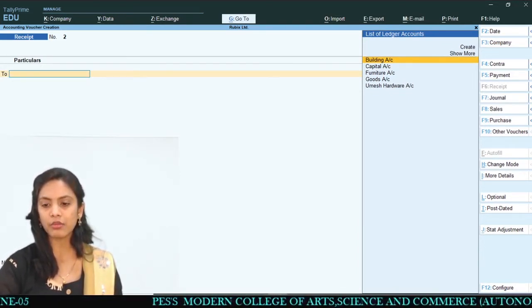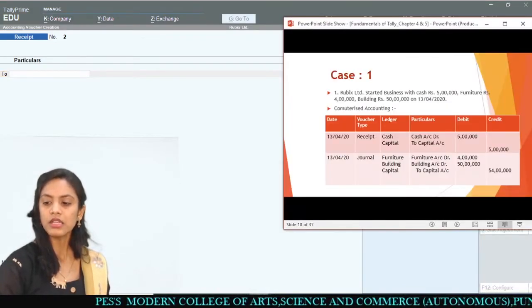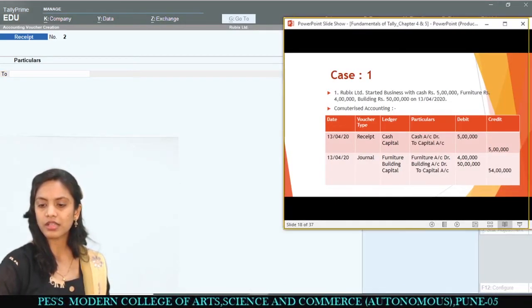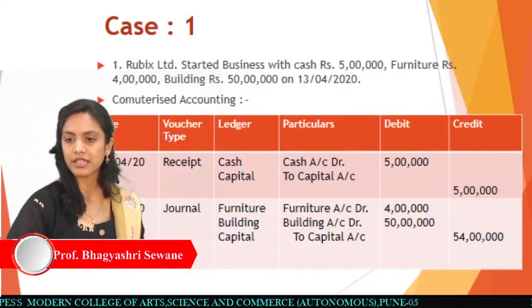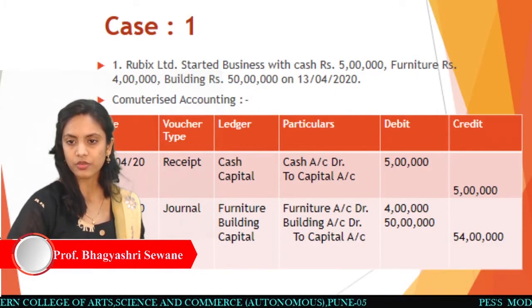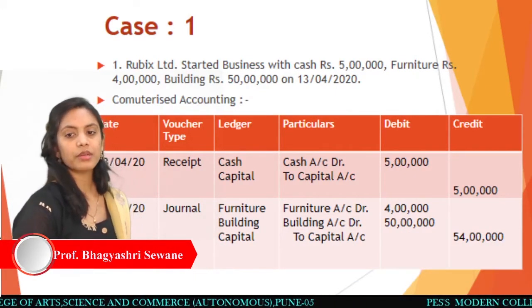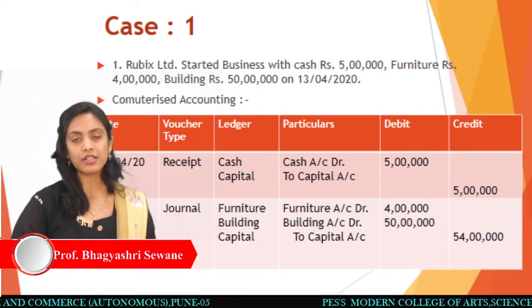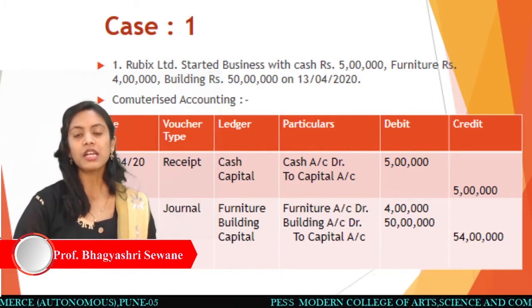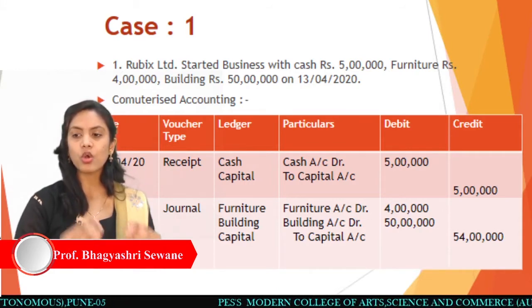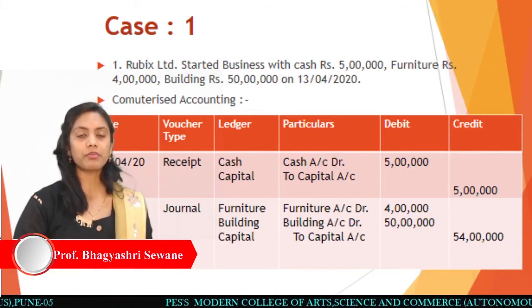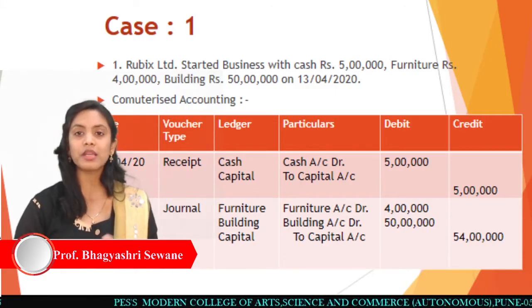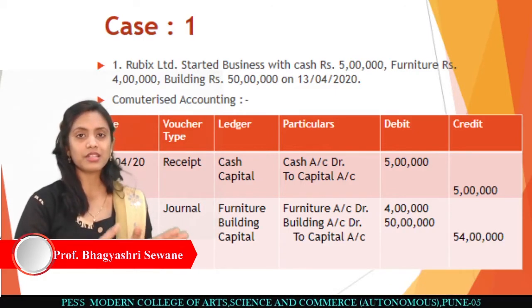Which next entry do I have to do? So I will go to the next transaction once again, and we will see the next transaction. Which one is the next transaction over here? That is furniture account debit, building account debit to capital. And now you can see, as we have seen in the voucher natures, that a voucher which does not contain any cash or bank should be entered in a voucher that is a journal.